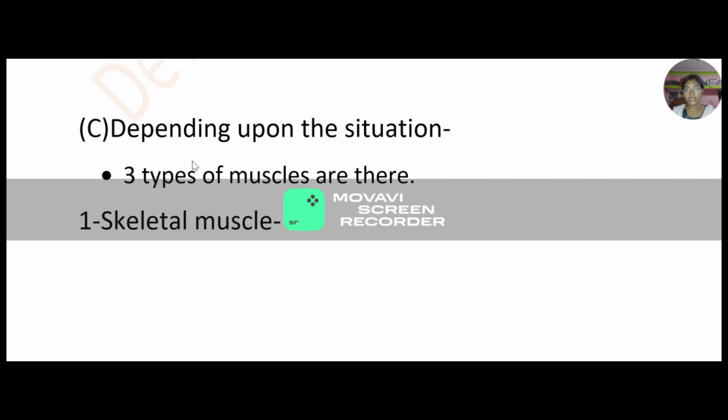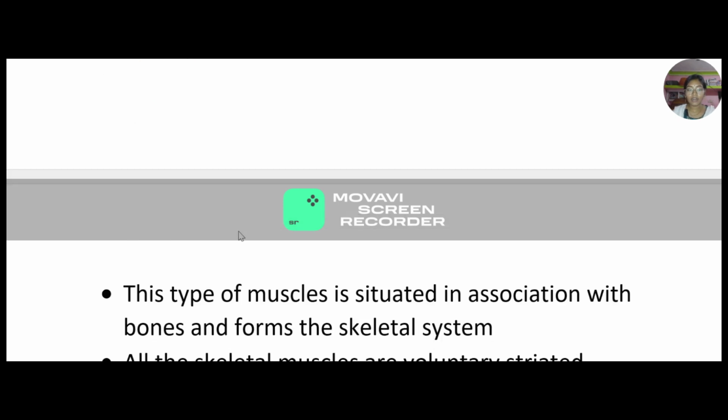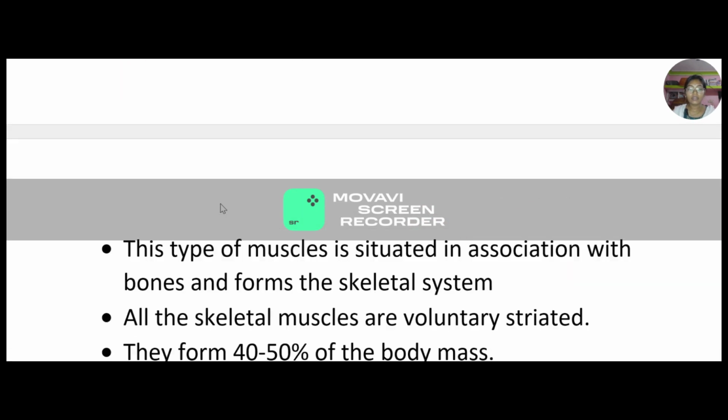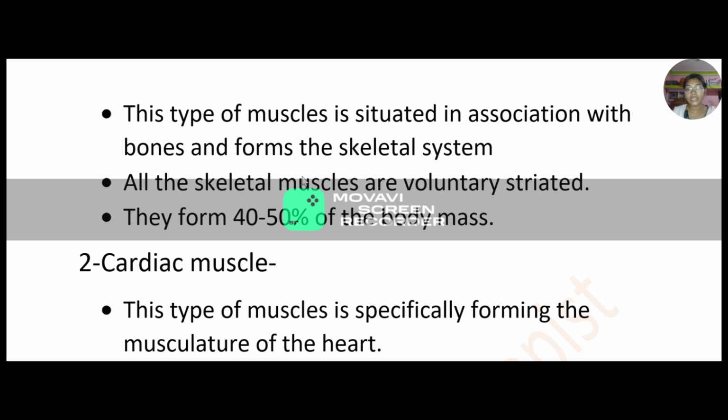The next and last factor is depending upon the situation. The muscles are divided into three types: skeletal muscle, cardiac muscle and smooth muscle. Skeletal muscles are situated in association with bones and form the skeletal system. All the skeletal muscles form the body, and the skeletal muscles are voluntary and striated, meaning the dark and light bands are present in this type of muscle. They form 40 to 50% of the whole body mass.